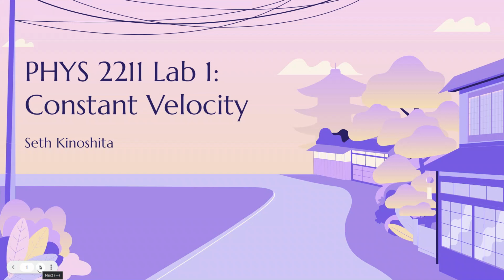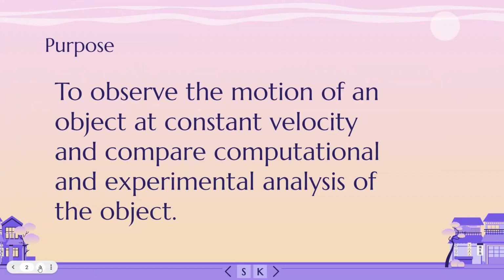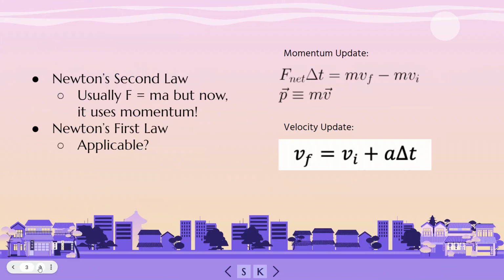My name is Seth Kinoshita, and this is Lab 1 of Physics 2211, Constant Velocity. The purpose of this lab is to observe the motion of an object at constant velocity and compare computational and experimental analysis of the object. Before I get into the procedures of the lab, it is important to understand the physics principles behind it.